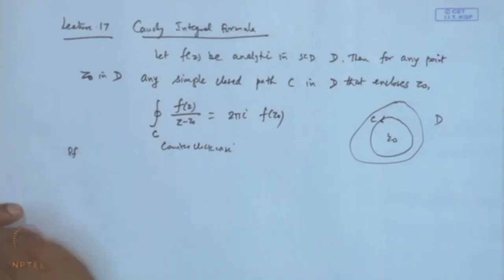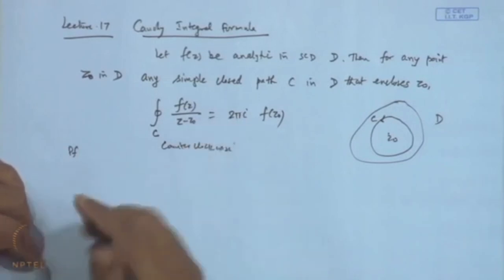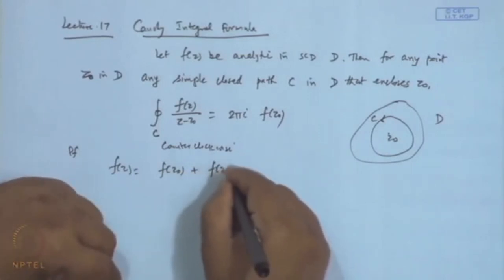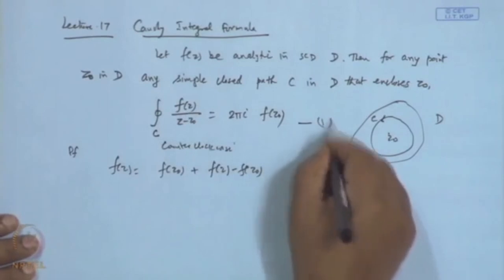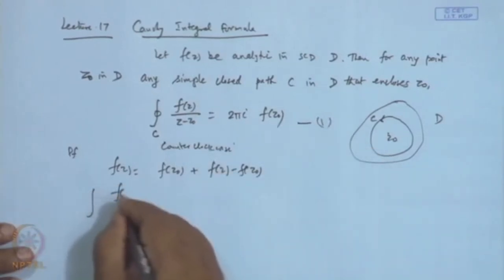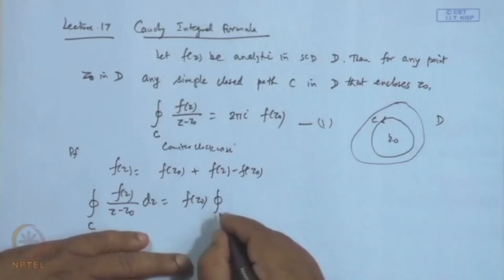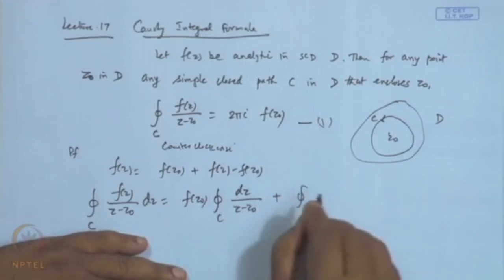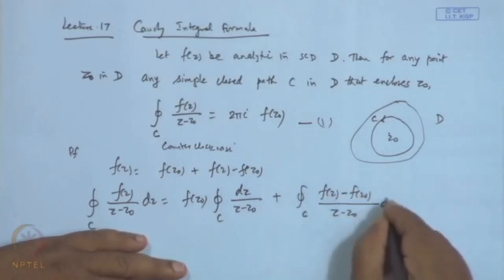So, the proof of this, we have already seen a few examples based on this formula. Let us see the proof of this. So, start with f(z), which can be written as f(z naught) plus f(z) minus f(z naught). Clear? Now, substitute in the formula. So, the integral of f(z) over z minus z naught along the path C is nothing but what? f(z naught) is a fixed value, so we can take it outside: f(z naught) times the integral along C of dz over z minus z naught, plus the integral along the curve C of (f(z) minus f(z naught)) divided by z minus z naught dz.